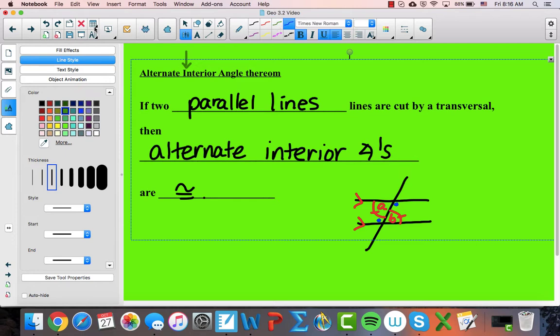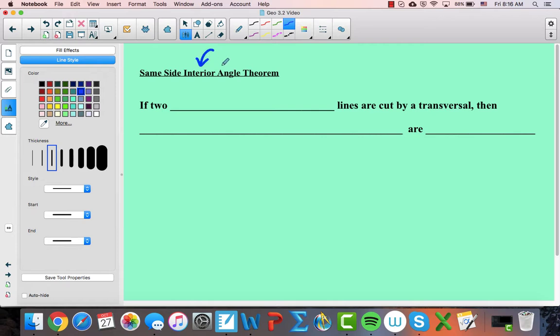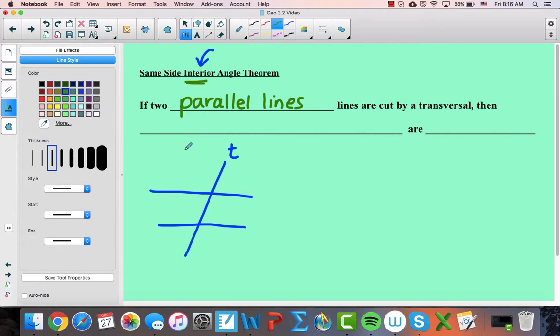All right, the last one we're going to talk about today is the same side interior angle theorem. Remember, same side interior angles are angles that are on the same side of the transversal in between on the interior of the lines. Well, now again, we're talking about parallel lines. So if two parallel lines are cut by a transversal, then, and we got to put our parallel in, then all same side interior angles are supplementary.